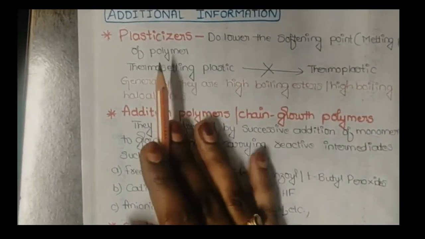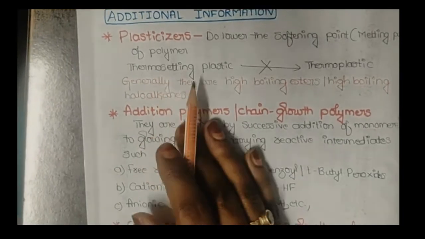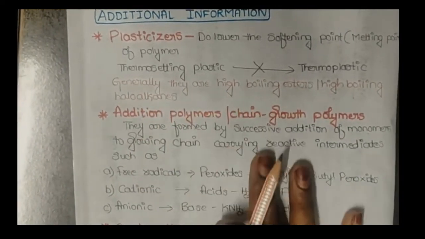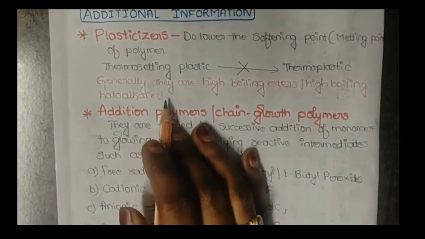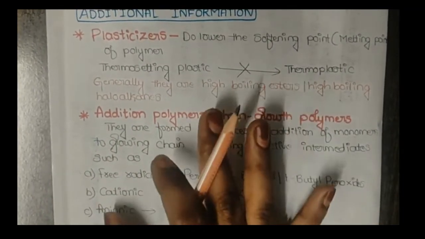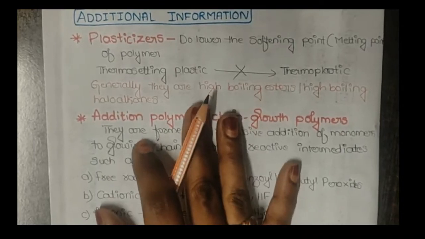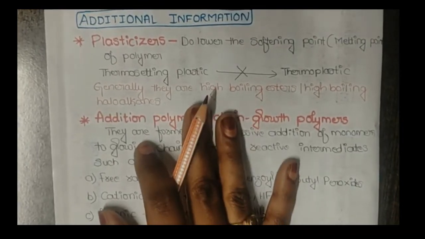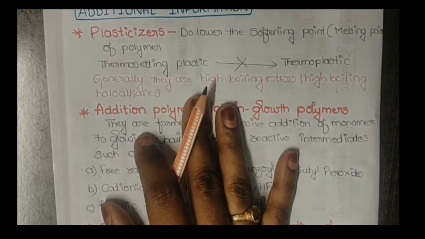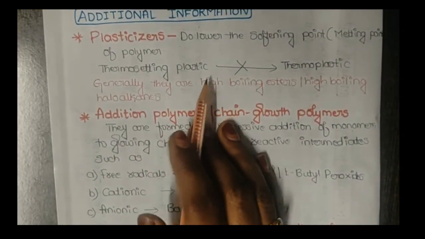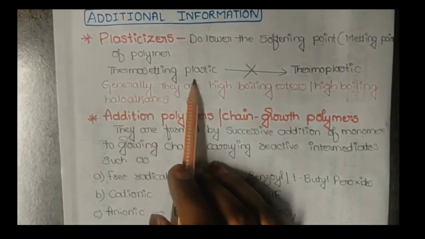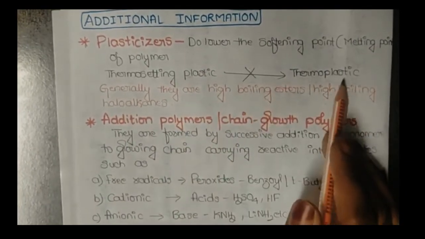What are plasticizers chemically? They are high boiling esters or high boiling haloalkanes. Okay, so if they ask what plasticizers are, you should know that they are used for lowering the softening point or so-called melting point of a polymer. And you should also know that a plasticizer cannot be used for converting a thermosetting plastic into a thermoplastic.